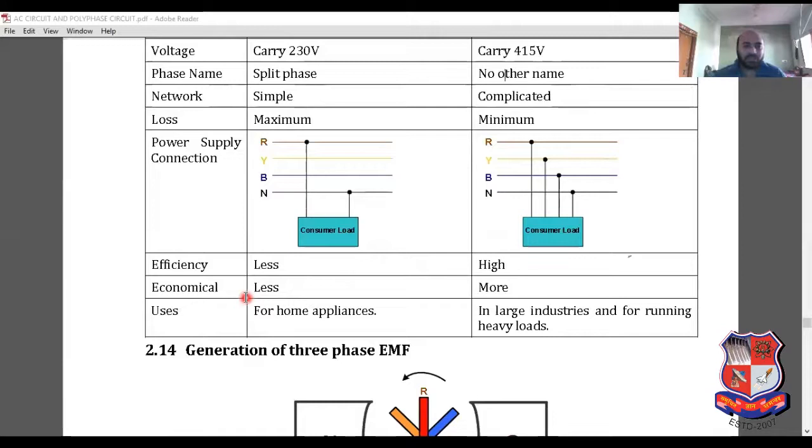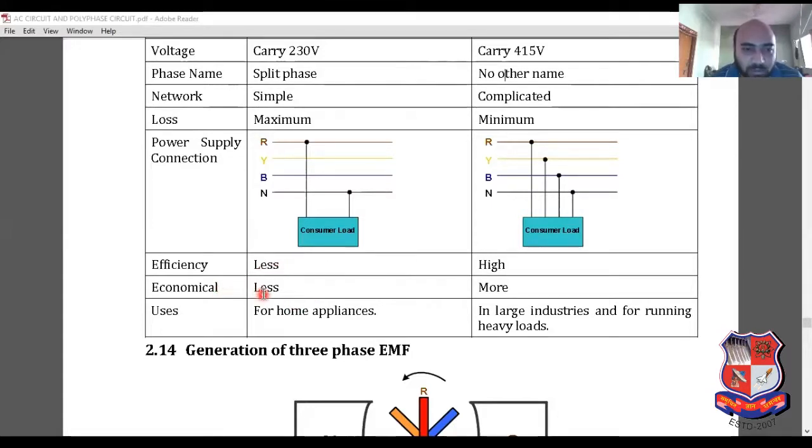Next point is regarding the efficiency. Obviously, in case of single phase connection, the efficiency is very less. However, in case of three phase connection, the efficiency of a system is high. Clear? So that's why we have considered for generation and transmission the three phase three wire system. Why? Because efficiency is high. And for single phase load, the efficiency is very less.